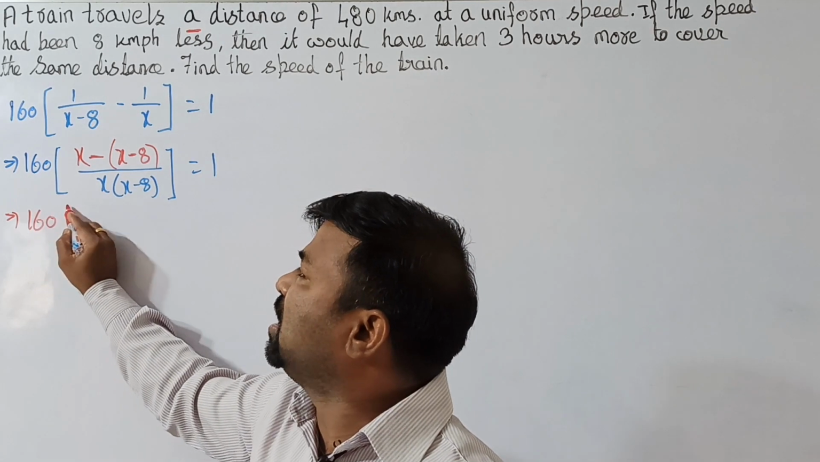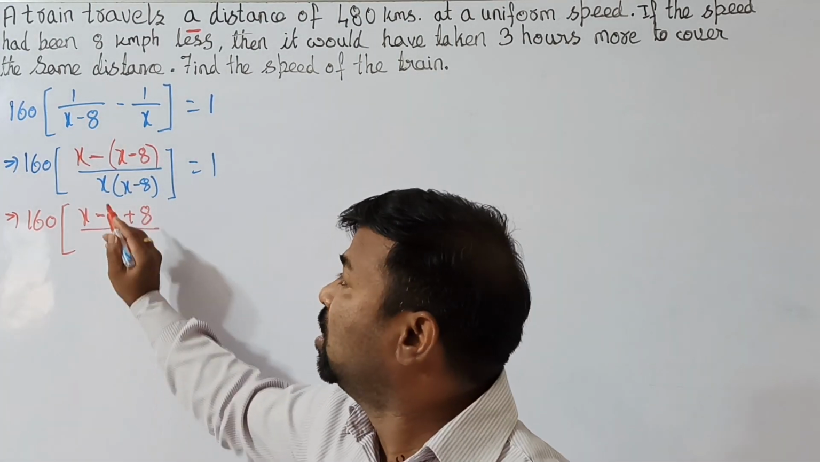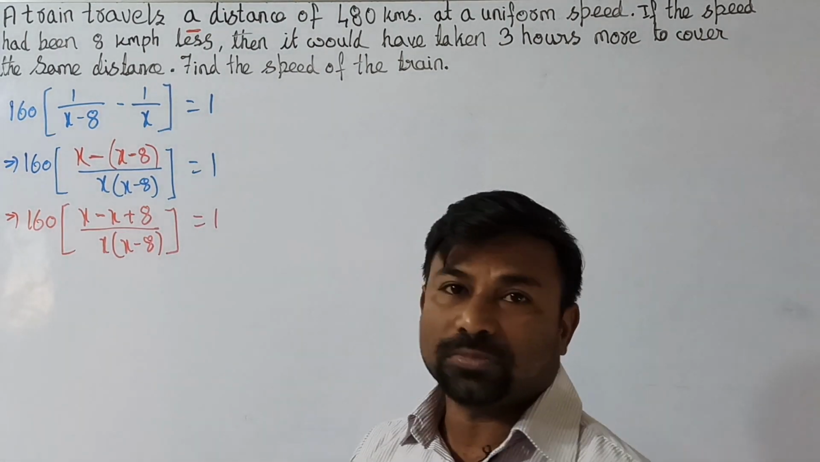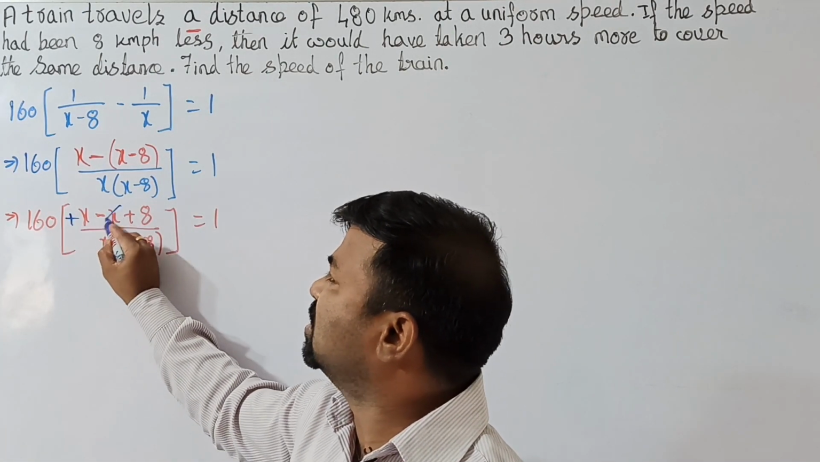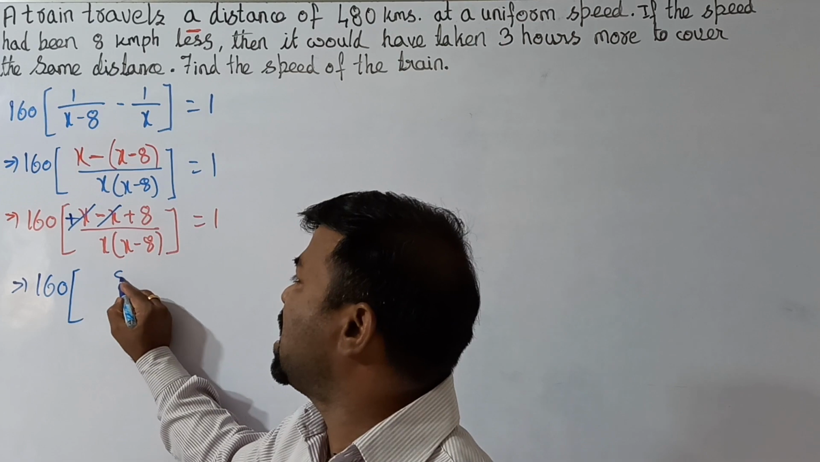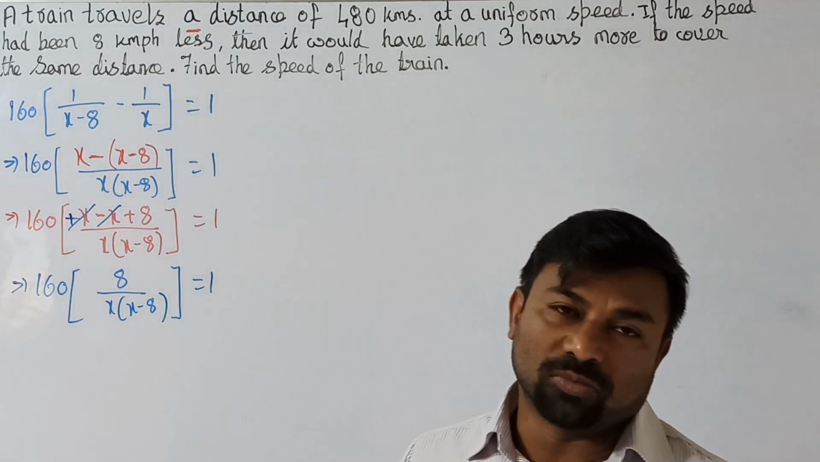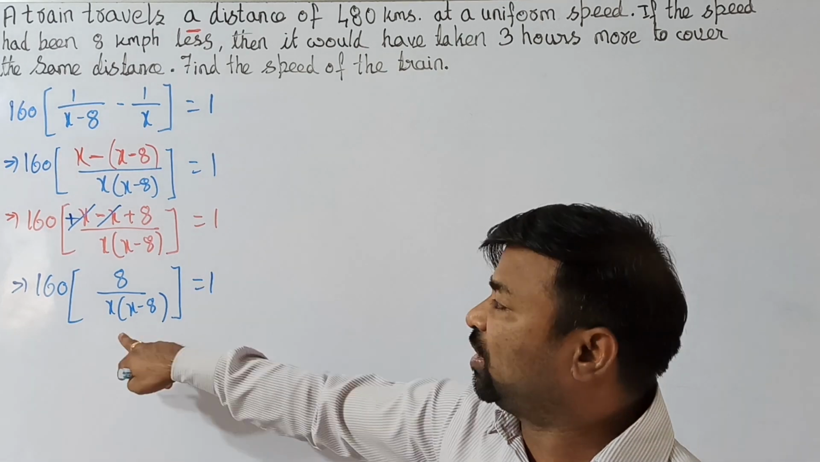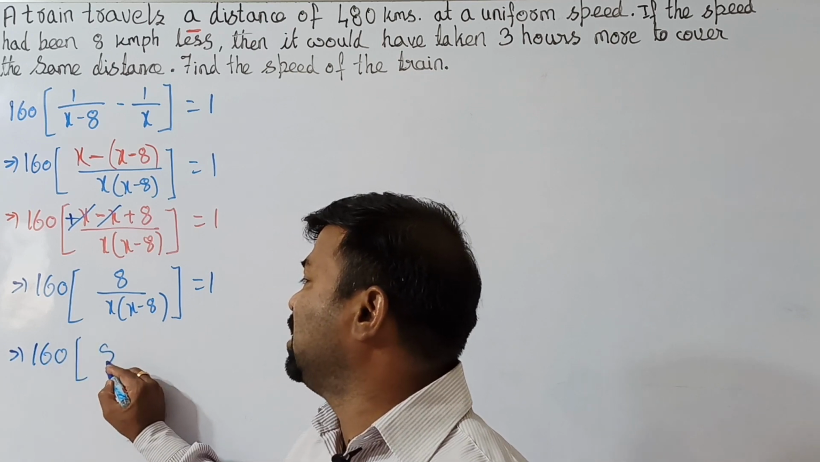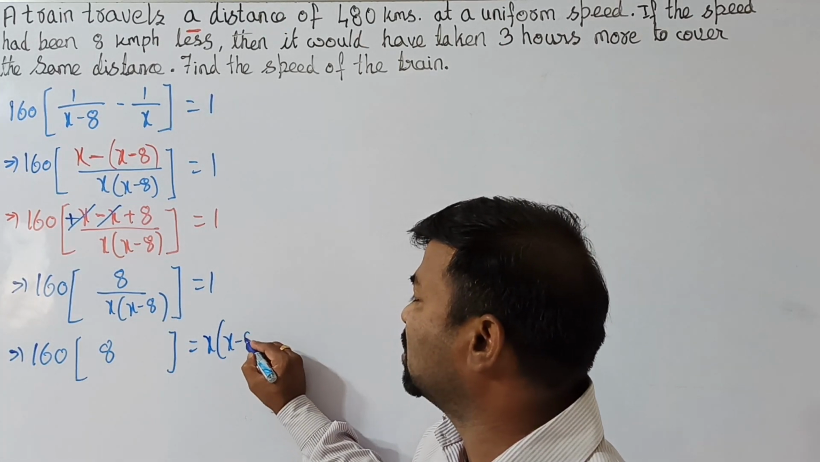If you take 160 inside, x, minus into minus is plus 8 by x into x minus 8 equals 1. Now, this is plus x and this is minus x, which gets cancelled. What is left over? It's 160 into 8 by x into x minus 8 equals 1. This is what we are getting now. Now, just cross multiply, whatever is in the denominator, multiply to that. So I'll be getting 160 into 8 equals, this gets multiplied with 1, we get the same, that is x into x minus 8.